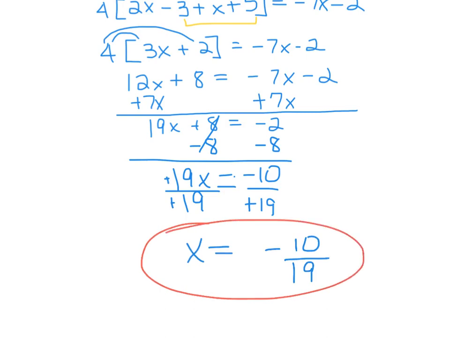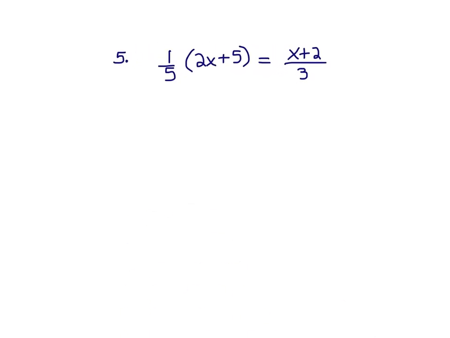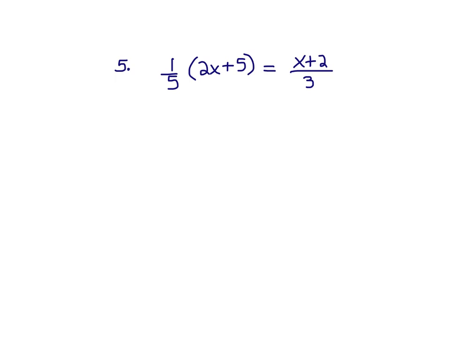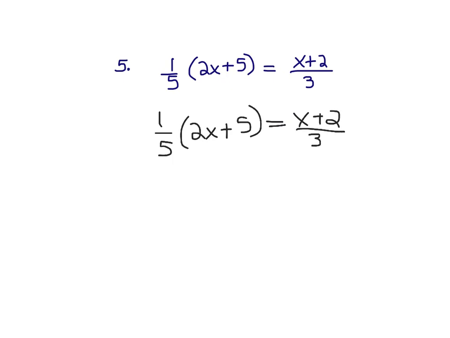So on number 5, again, we have a fraction to get rid of. I've got to find a common denominator between 5 and 3. Good. So let me rewrite the problem. 2x plus 5, x plus 2. You could work with it and show how you're going to multiply it up at the top. So I'm going to multiply my whole thing here by 15.